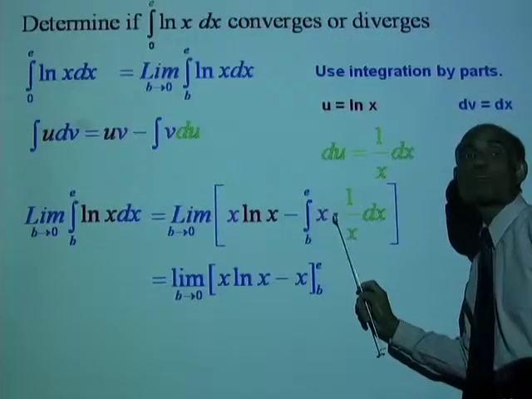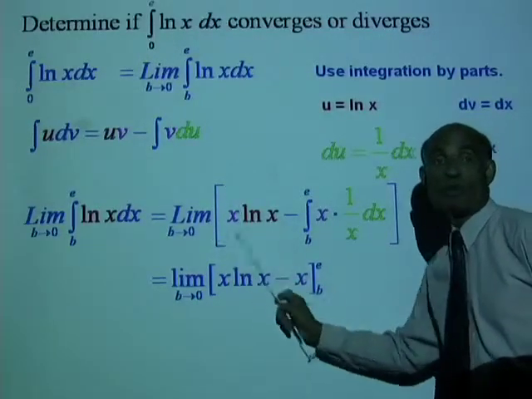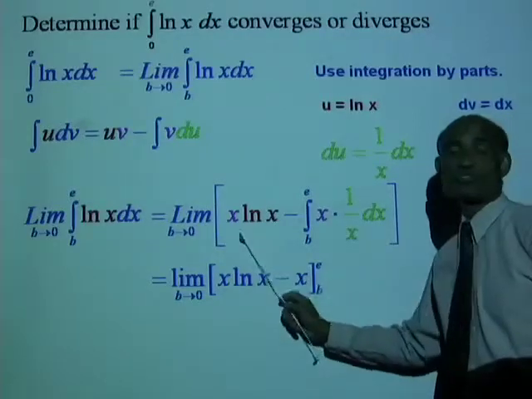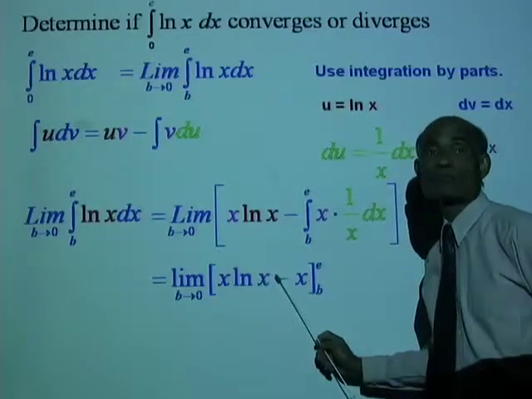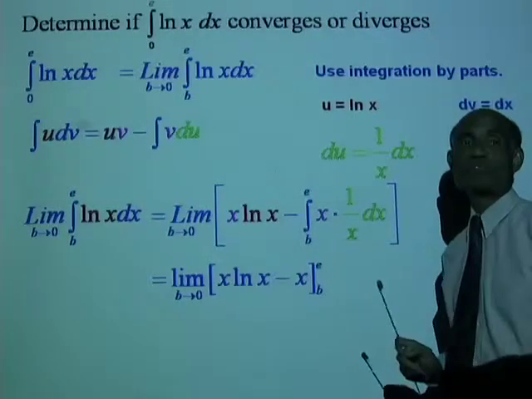This quantity will be integral of dx, which will be x. And the limit is for that whole quantity. So that will be x ln x minus x. Lower limit is b, the upper limit is e.